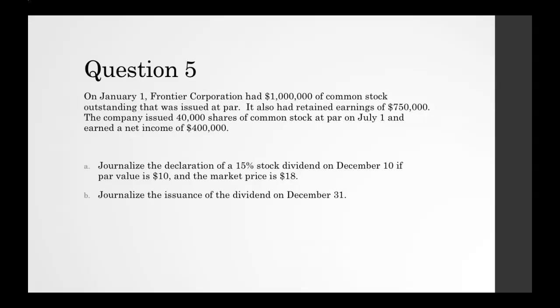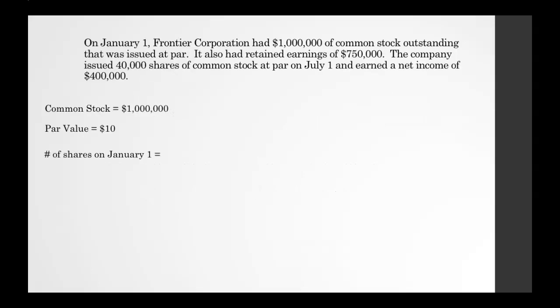Right? So a company could issue stock dividends, and what they're going to end up doing is giving their shareholders extra shares of stock. Right? So that's what we're dealing with here. But before we could even go into that journal entry, we need to do a little bit of math first. So we know that our common stock was worth a total of $1 million. And we know that the par value was $10 per share.